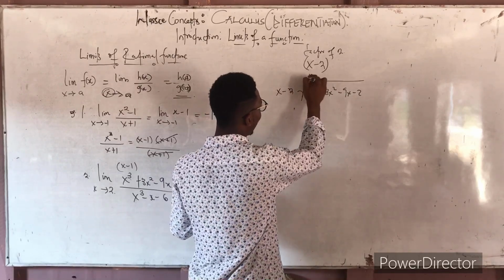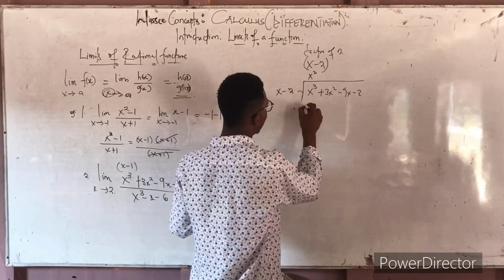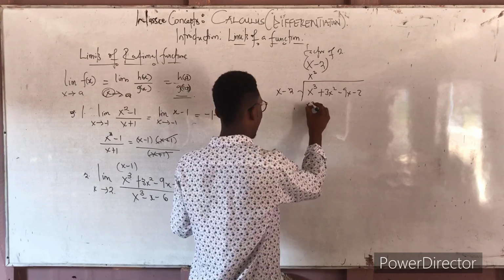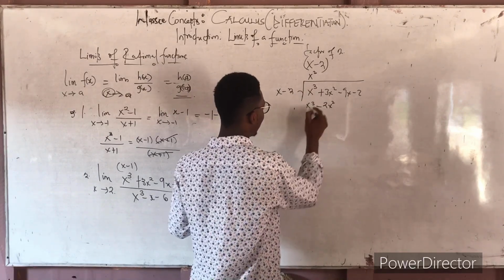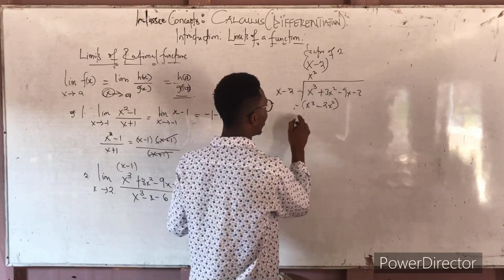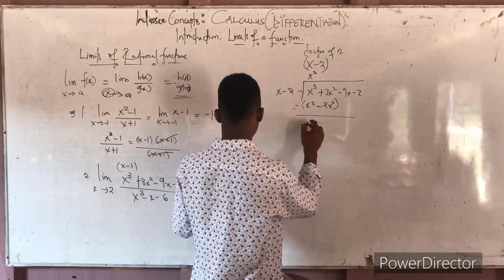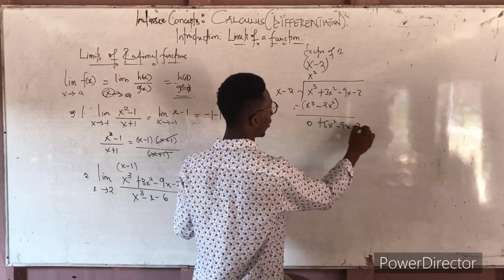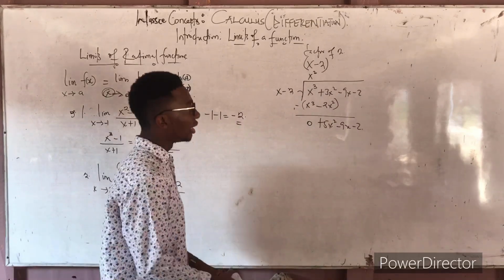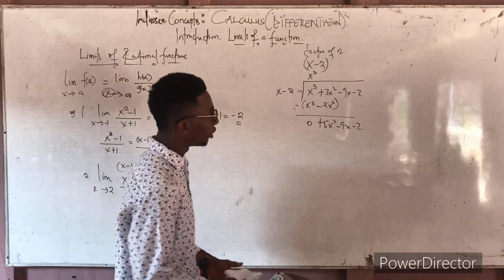so x goes here, which is x squared times this, which becomes x cubed, x times this becomes 2x squared. So now we subtract, and when you subtract, what you get here is 0, you get here plus 5x squared minus 9x minus 2. So this is the long division for a polynomial function.